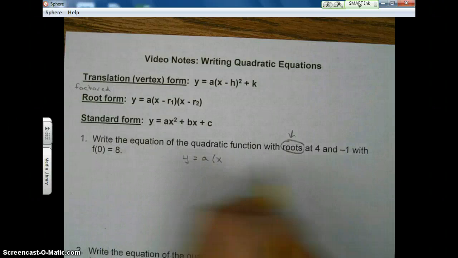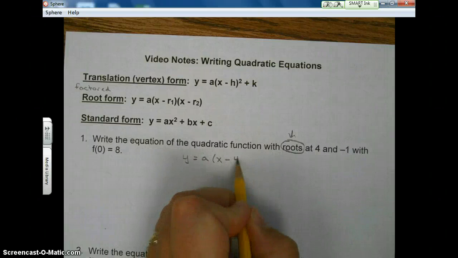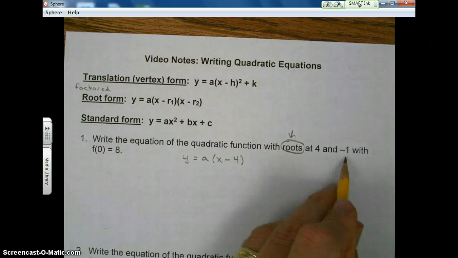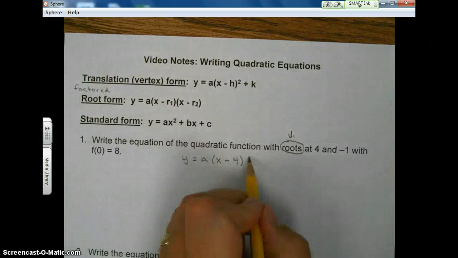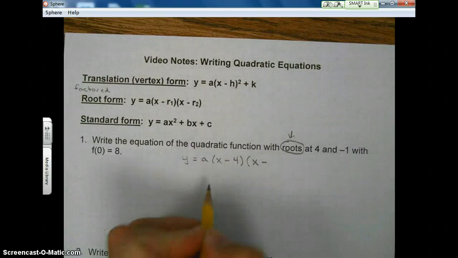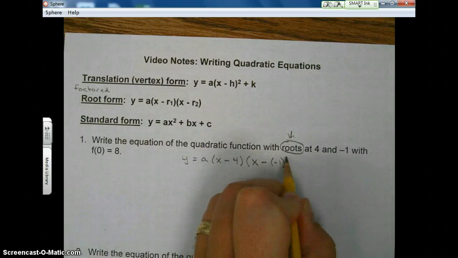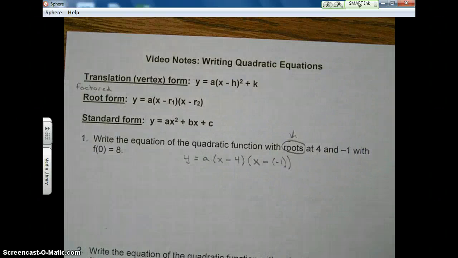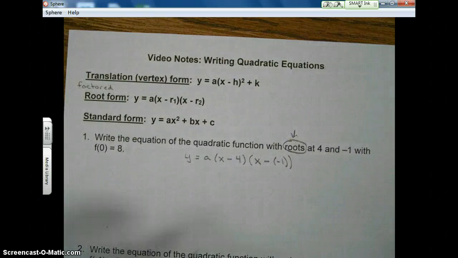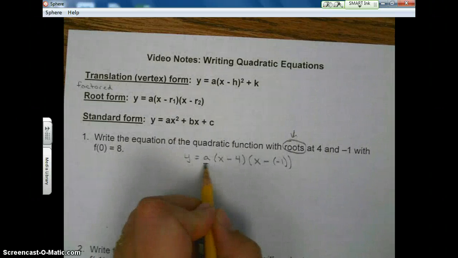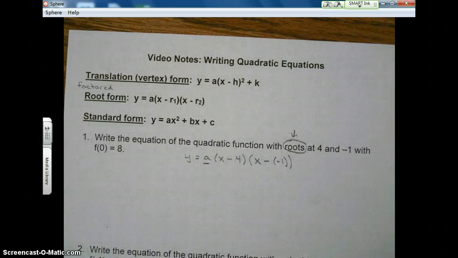So we're going to have x minus 4. So 4 goes in for r sub 1, and then -1 goes in for r sub 2. So x minus -1. Now what we need to do is find out what a is. That's our goal here.